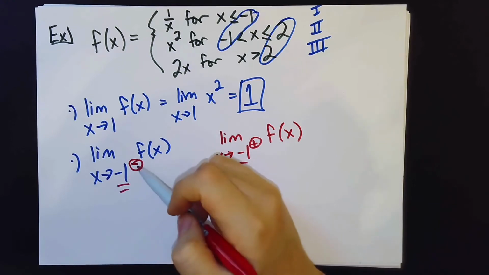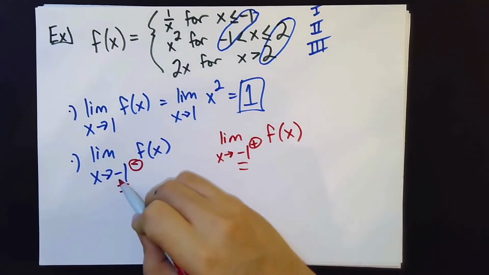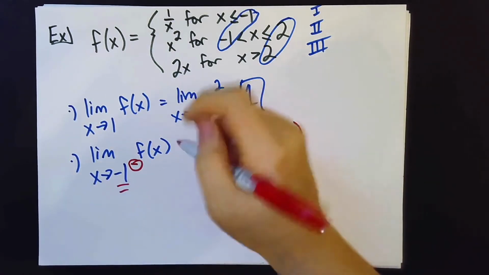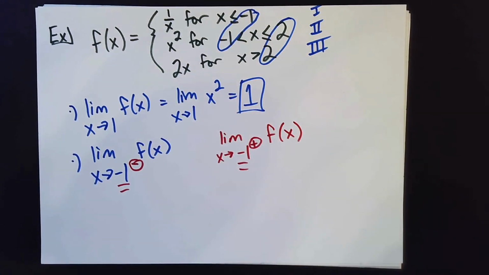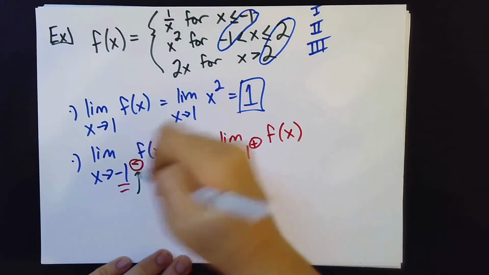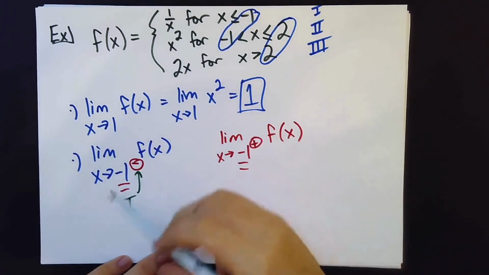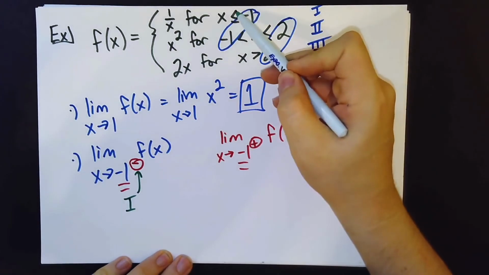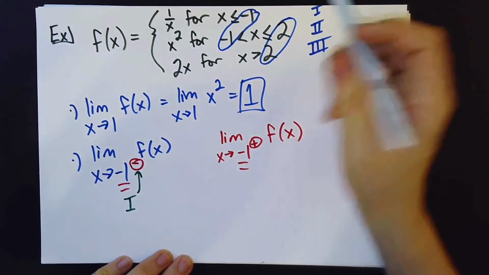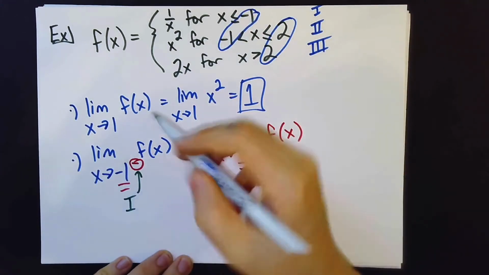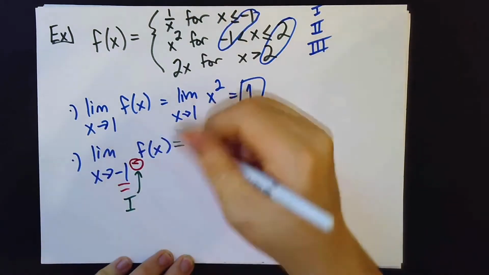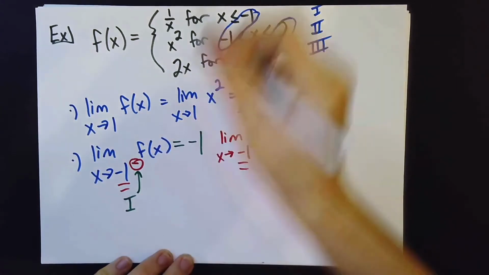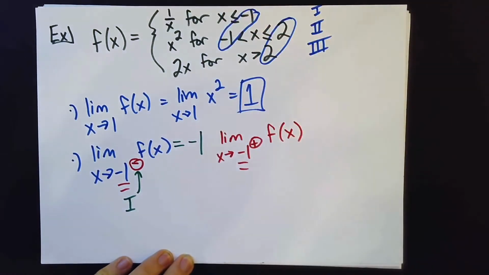We only, in this case, care about inputs that are a little less than -1. If I'm at an input that's a little less than -1, then what line am I in? Well, then I'm in line 1. Because numbers that are a little less than -1, they're definitely less than or equal to -1. And so when I calculate this limit, I use the 1 over x version. And so this just ends up being -1, because 1 over -1 is -1.